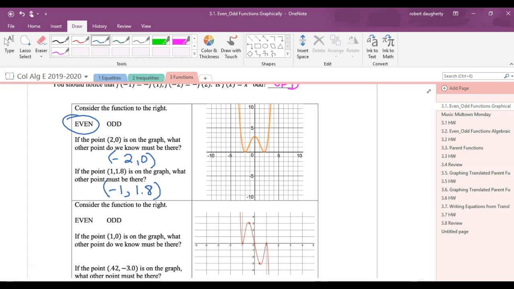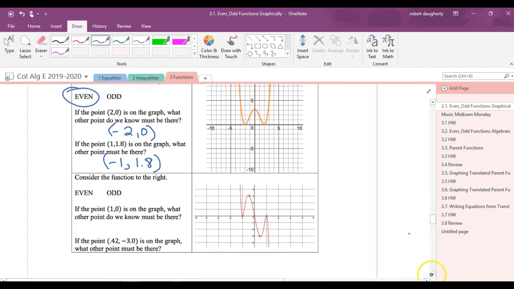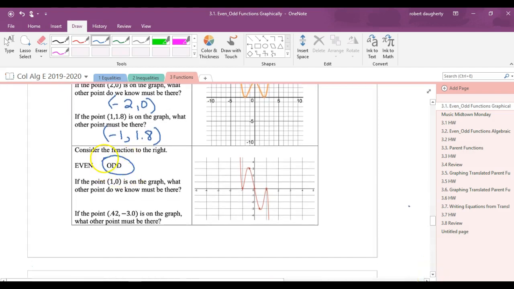Let's look at the next question where I have an odd function. So you can see in red, this is an odd function, okay? If the point (1, 0) is on this graph, so you see (1, 0) right there, what else has to be there? Yeah, (negative 1, 0). And with odd, I get the opposite. So negative 1, but what's the opposite of 0? Positive 0, negative 0, all turns out to be 0, so it doesn't matter.